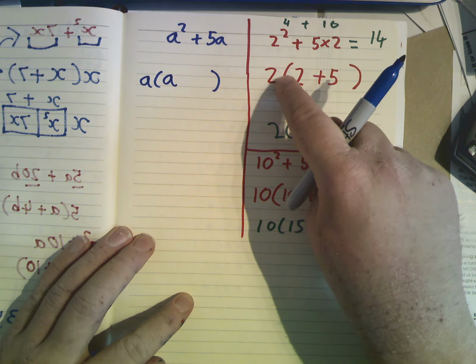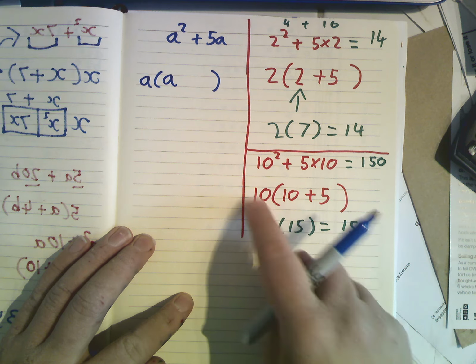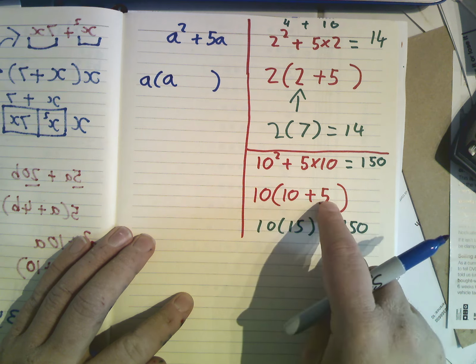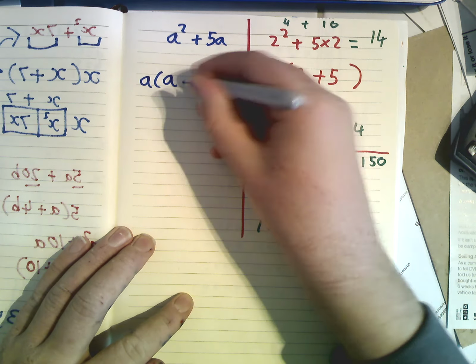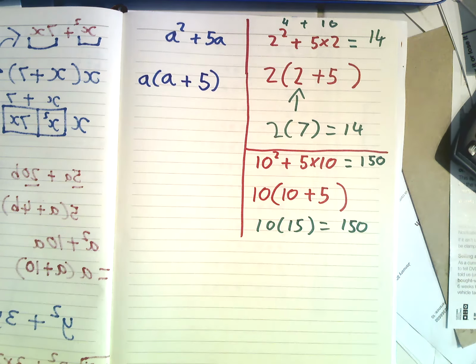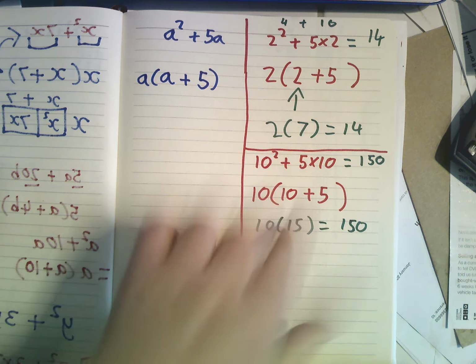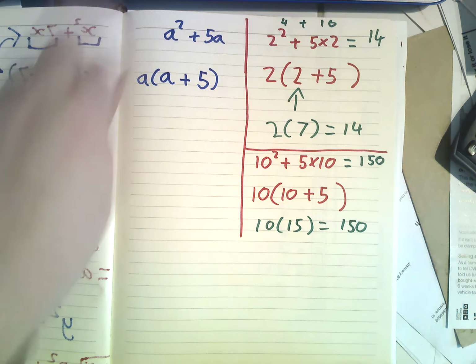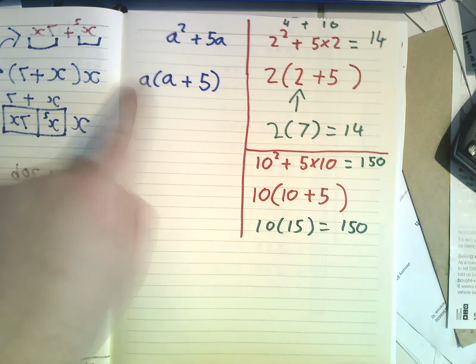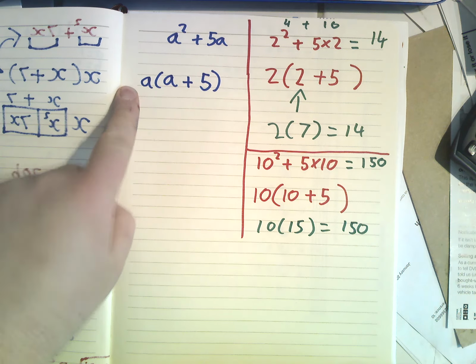5 times 2 divided by 2 is 5. 5 times 10 divided by 10 is 5. 5 times a divided by a is 5. That is me factorising that expression. Okay? And again, I hope that linking it to these concrete examples here makes sense. But what we've done is we've proved that this is true all the time because we don't even know what a is, but we've proved that it's true.